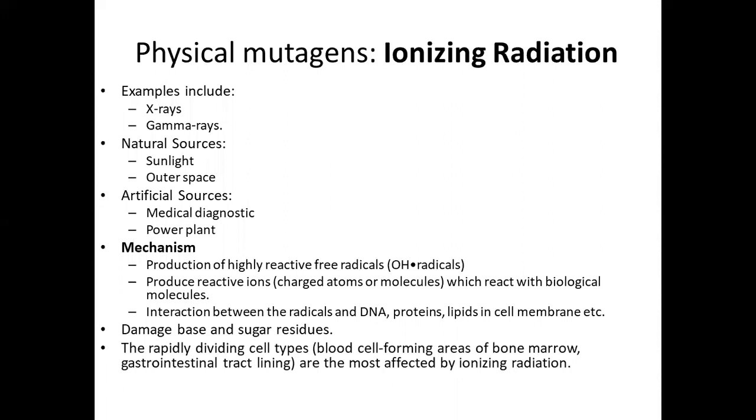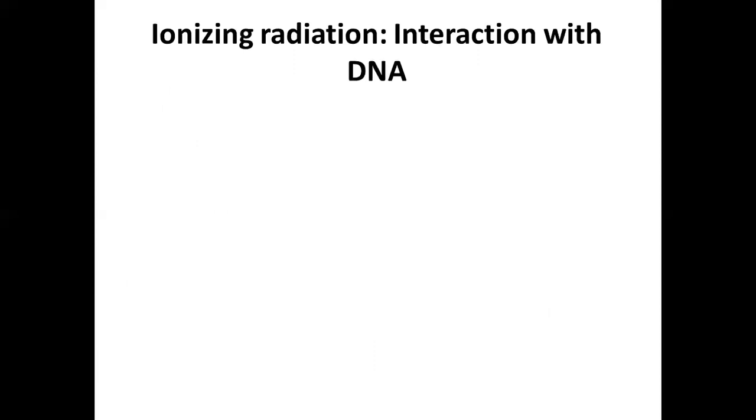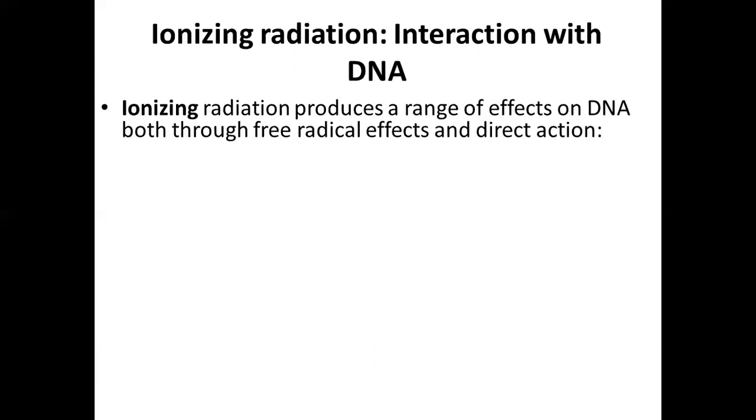The cells most affected by ionizing radiation are actually the rapidly dividing cells. For example, cells of the bone marrow and cells of the GIT are mostly affected by ionizing radiation. How severe the effect is will depend upon how much radiation that cell has received. So this is how they interact, and in the interaction with DNA, this is what they are going to do.